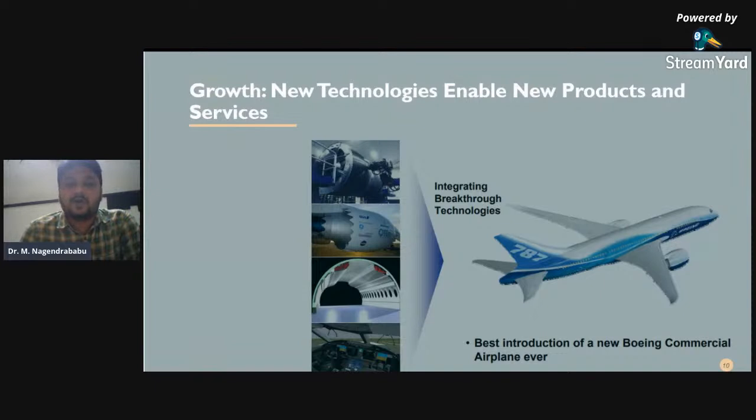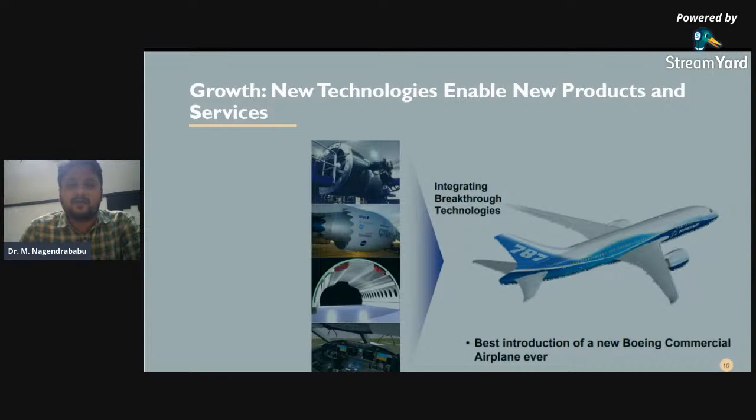Coming to growth, new technologies enable new products and services. We will come across large scale composite components and advanced manufacturing processes, system health monitoring, next generation engines, more electric power systems, and enabling interior architecture, integrated avionics, advanced flight controls, wireless IFE, and other technologies to improve the cabin, noise reduction technologies, and advanced recycling technologies for airplanes.